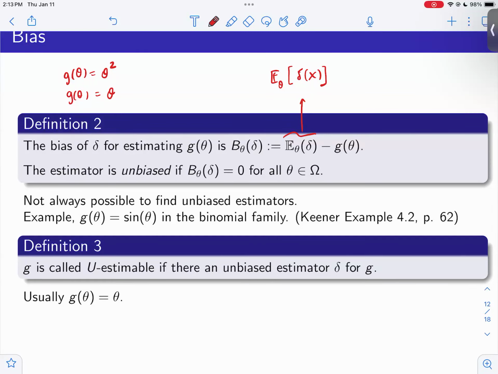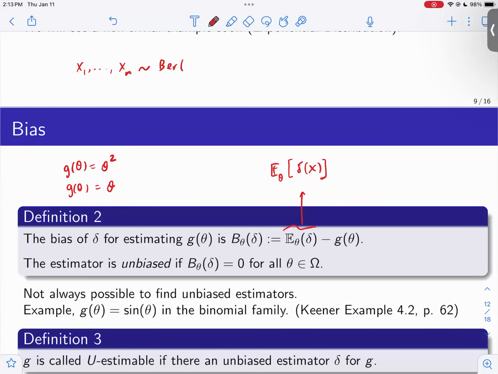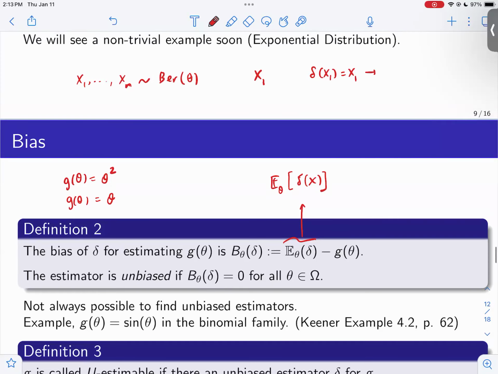If you just observe one X, the expectation doesn't help you much. In the example that we had, suppose you have x1 up to xn, which are Bernoulli theta. Suppose I just give you one observation, x1, and your estimate of theta would be x1. So this is an estimator of theta. What is the expectation of this? It's just going to be theta because it's a Bernoulli distribution.